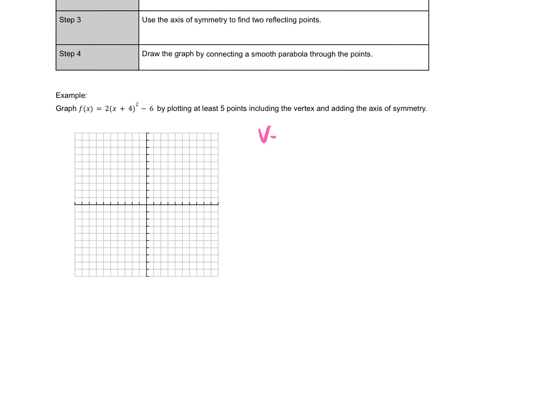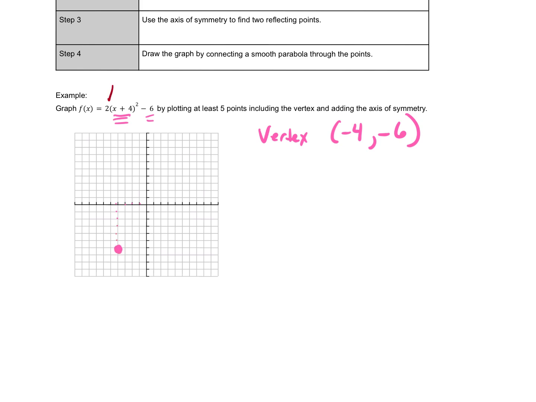So if I want my vertex, that's where I'll start. Remember, it's always the opposite of what's here. So even though it says plus, what you think is a positive 4 will actually make the vertex negative 4 for that x part. And then the second part is just whatever's out here. So the vertex is (negative 4, negative 6). It takes some time to get accustomed to this, and we'll eventually call that a transformation. So if we go left 4 and down 6, that's going to be my vertex.